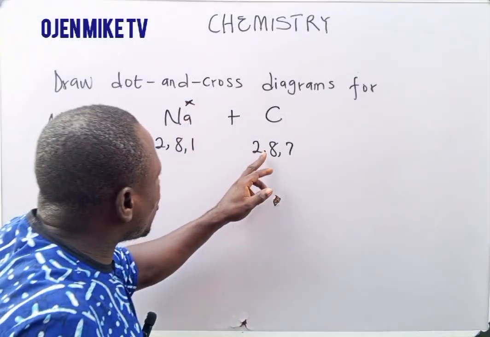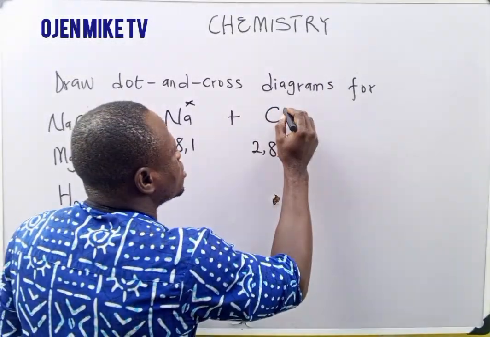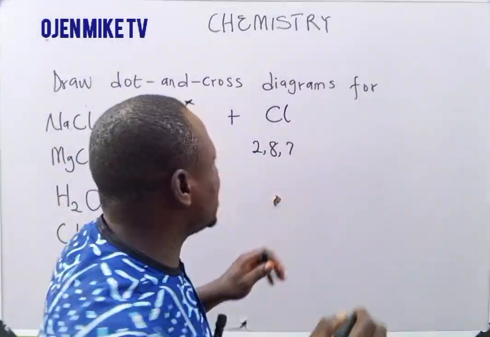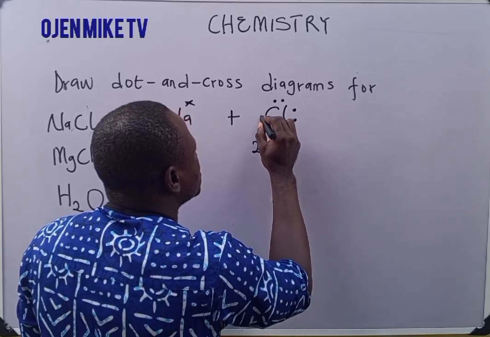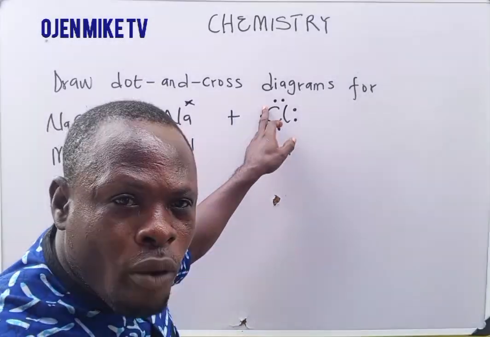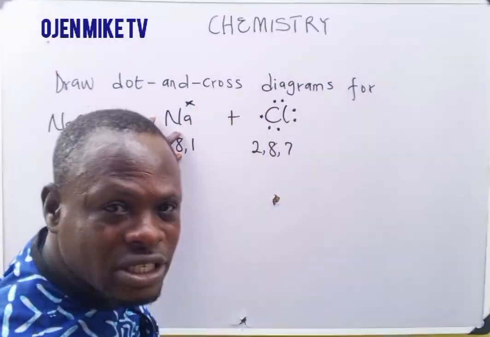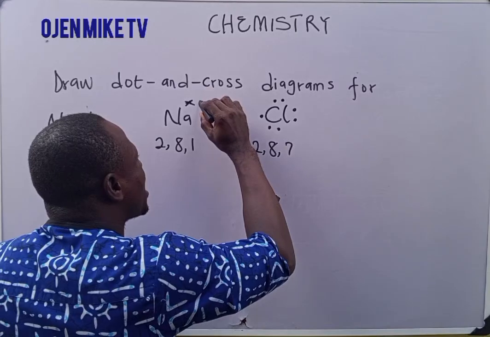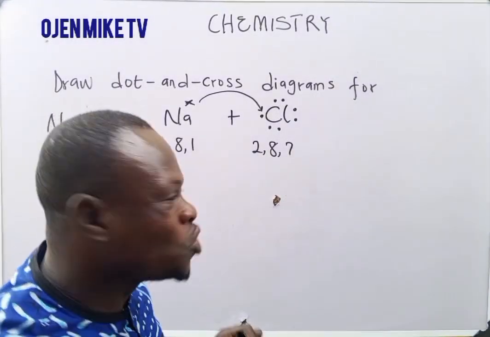All right, now on the other hand, chlorine here, sorry, this is chlorine, not carbon. Chlorine here has 7 valence electrons: 1, 2, 3, 4, 5, 6, 7. Do you get that? Now chlorine needs 1 to complete. Sodium, on the other hand, if you remove this one now, it will not be complete. Do you understand? Now what will happen is that this sodium will give out this 1 to this chlorine.